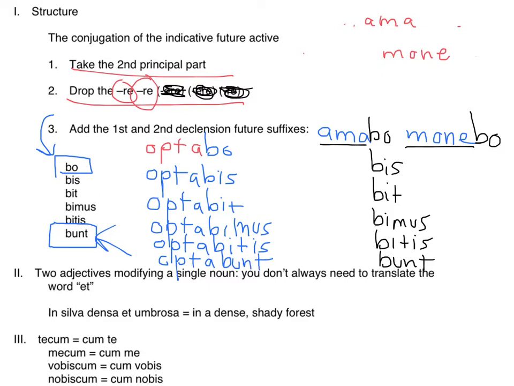You translate it as you might expect. Opto means wish, so optabo would mean I will wish, or I shall wish. Optabis, you will wish. Optabit, he, she, or it will wish. Optabimus, we will wish. Optabitis, you all will wish. And optabunt, they will wish.